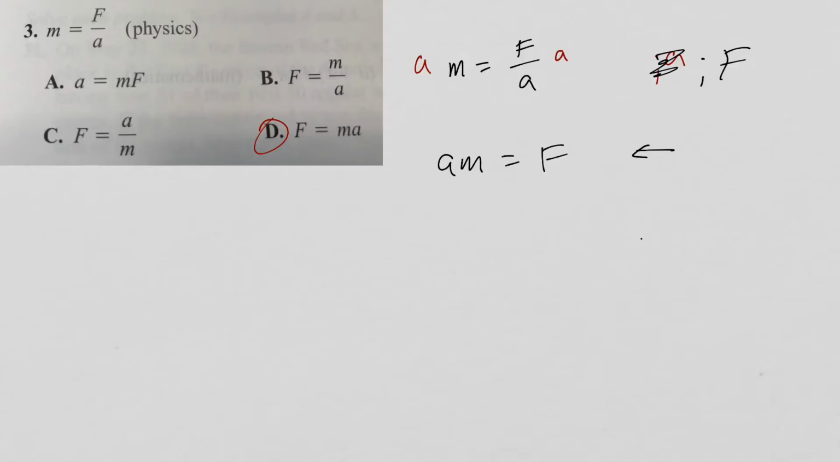Okay. Now, if we were to solve that equation there for A, we would divide each side by M. So I would take this and divide by M, and we would have A is equal to F over M. And that's not a choice. So only letter D is the correct choice.